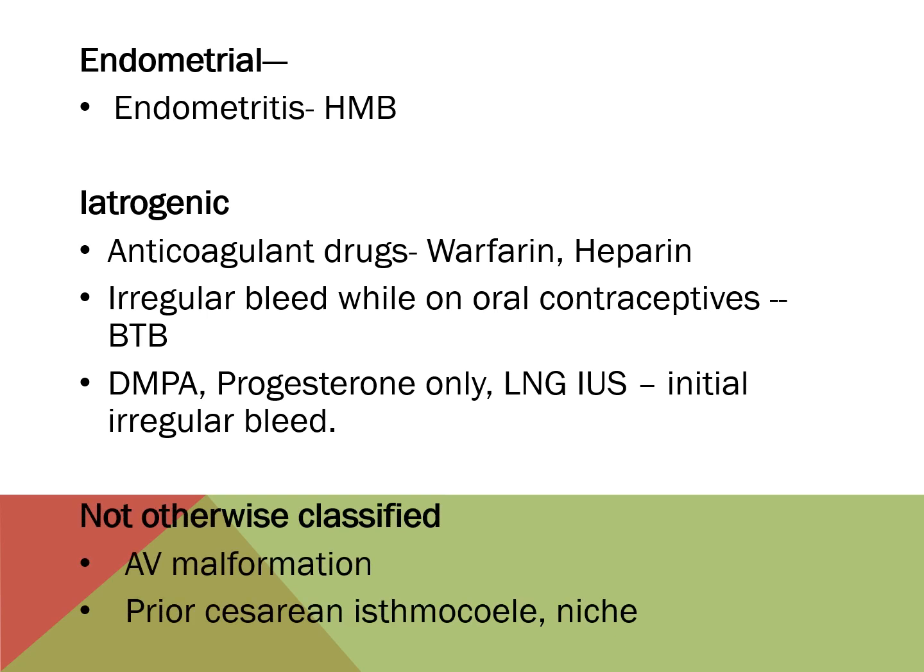Something is also known as not otherwise classified. It is also changed as per the new FIGO. We do not use the term "yet" these days. It is "not otherwise classified." It includes AV malformations, or if there is a prior cesarean scar, the presence of any isthmocele or niche on that cesarean scar, and those are the causes of AUB. We consider that under not otherwise classified.